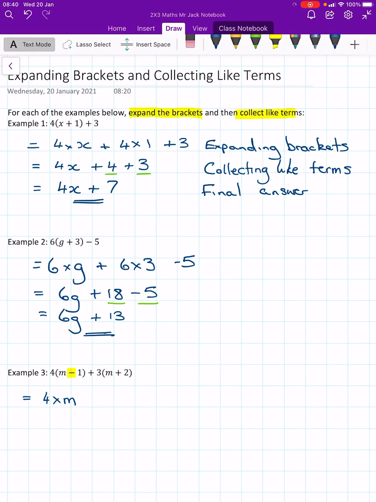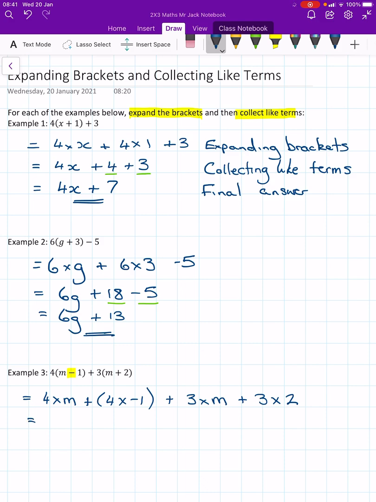I think what we're going to write is, let's write plus, and then it's 4 multiplied by negative 1. Okay, we'll put that in a bracket. Then we have 3 multiplied by m, and then we have 3 multiplied by 2. Okay, so that's the expansion of the second bracket and the first bracket.